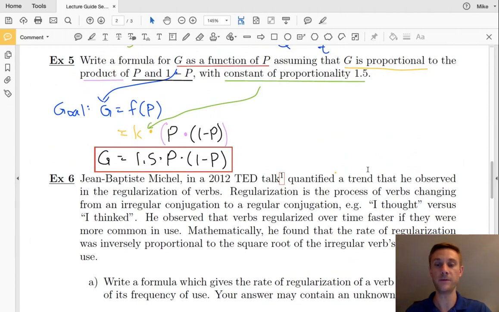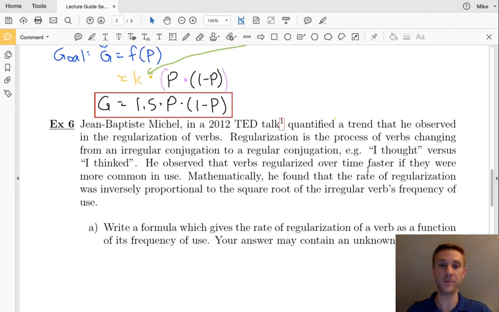But one of the really interesting applications of this actually came from a TED Talk from a while back. And it wasn't a TED Talk about math at all. It was, what is his name? Jean-Baptiste Michel. He was talking about regularization of verbs. The example here is you take a regular conjugation of some verb. So I think, he thinks, she thinks, and you look at, say, past tense. At some point, English switched to I thought, to this kind of irregular way of conjugating this, as opposed to what the regular version would be, which is I thinked, which of course is not proper.